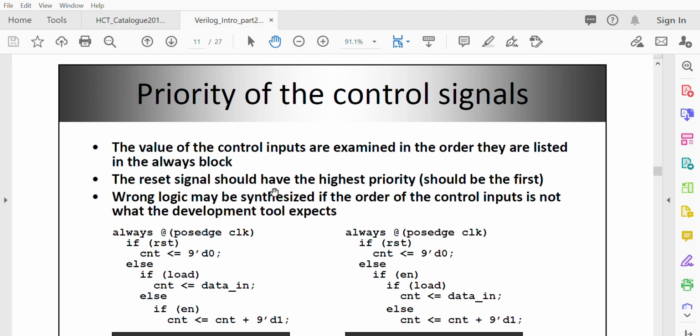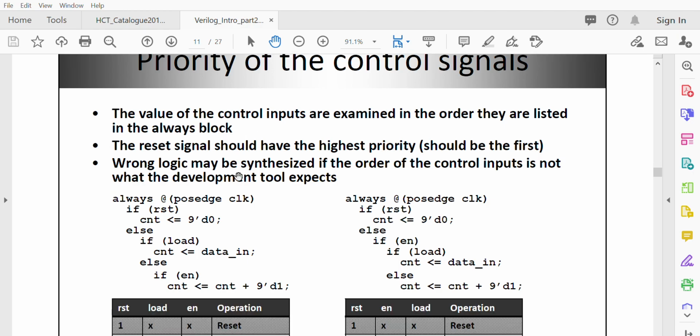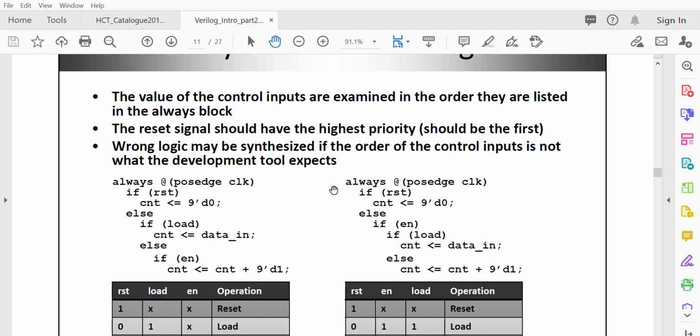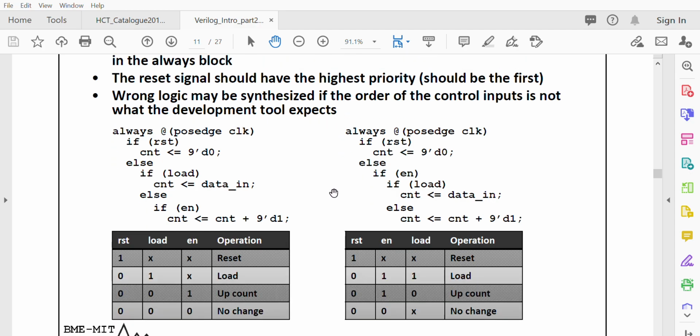Priority of the control signals. The value of the control inputs are examined in the order they are listed in the always block. The reset signal should have the highest priority, should be the first. Wrong logic may be synthesized if the order of the control inputs is not what the development tool expects. So, for instance, here, reset is evaluated first, then load, then enable. So this is what it is.